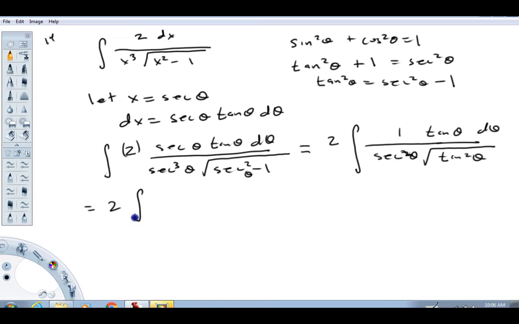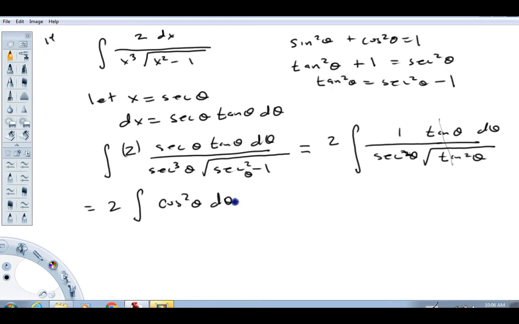Equals 2 times the integral of. All right, so now, as we look at this, the square root of tangent squared is tangent. So these actually cancel. And this is a secant squared. And secant is 1 over cosine. So let's write that as cosine squared theta d theta.